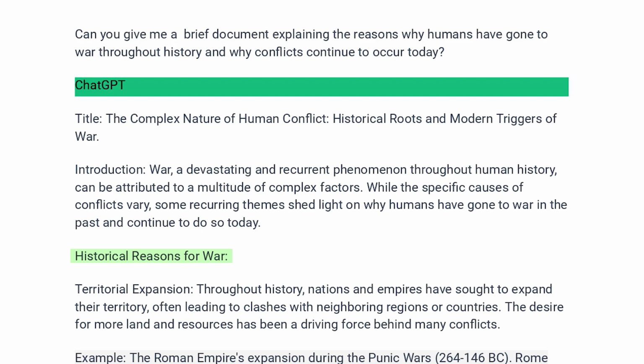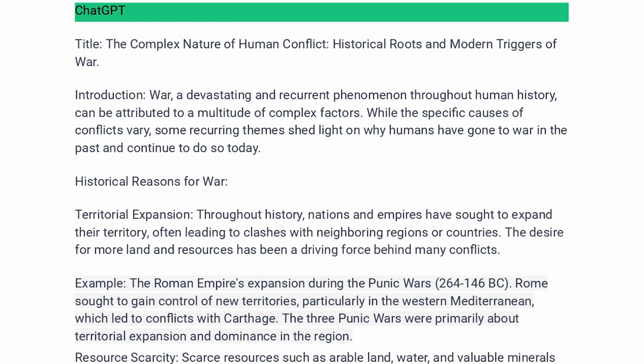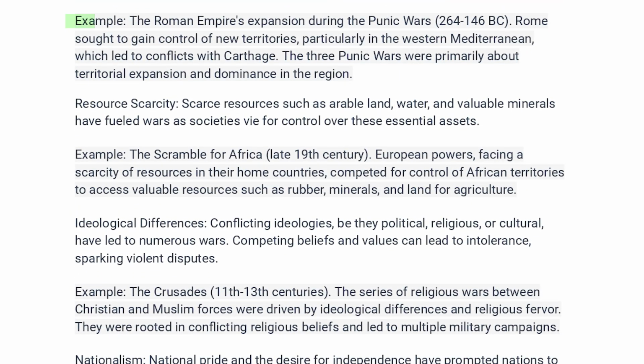Historical reasons for war. Territorial expansion. Throughout history, nations and empires have sought to expand their territory, often leading to clashes with neighboring regions or countries. The desire for more land and resources has been a driving force behind many conflicts. Example: the Roman Empire's expansion during the Punic Wars, 264–146 BC. Rome sought to gain control of new territories, particularly in the Western Mediterranean, which led to conflicts with Carthage. The three Punic Wars were primarily about territorial expansion and dominance in the region.